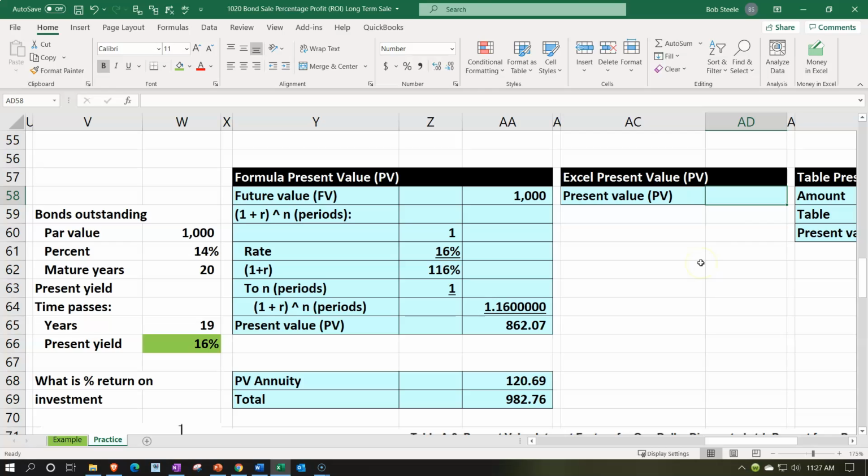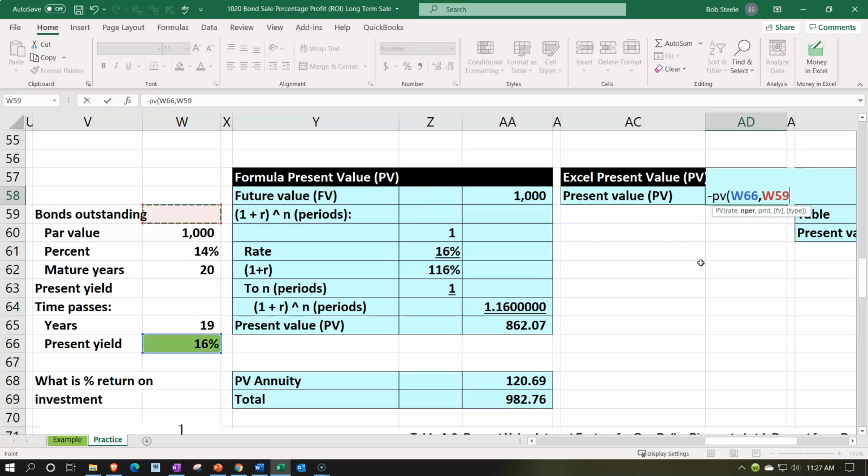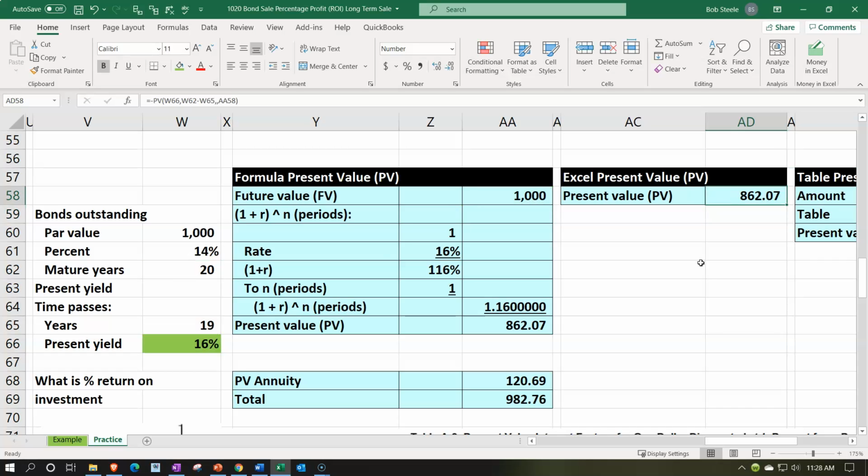So then we're going to say this is negative PV shift 9, rate 16%, comma, number of periods is now going to be the 20 minus the 19, otherwise known as 1, comma, comma, future value 1000. There's the 862.07 again.